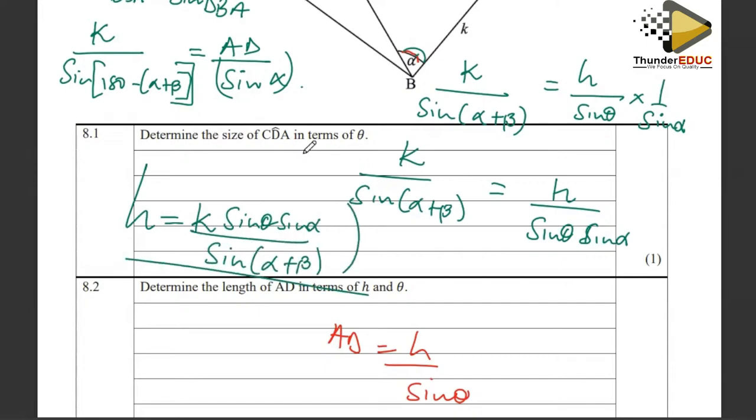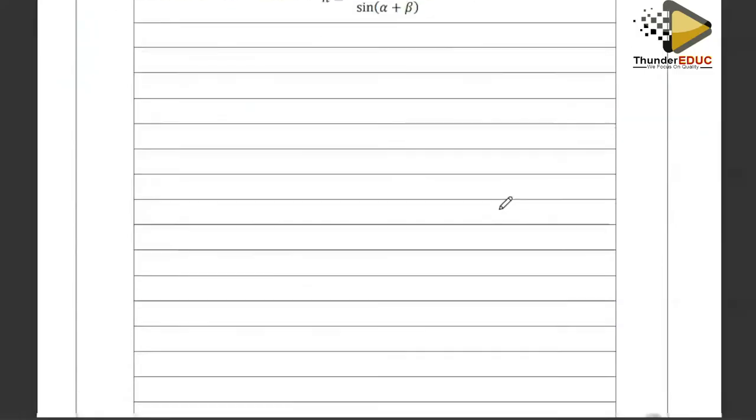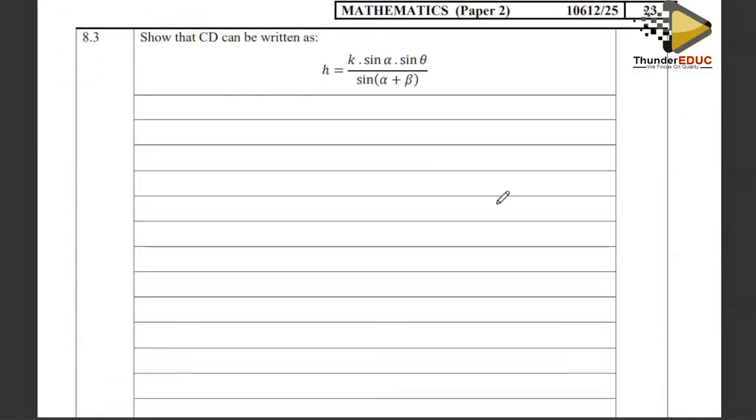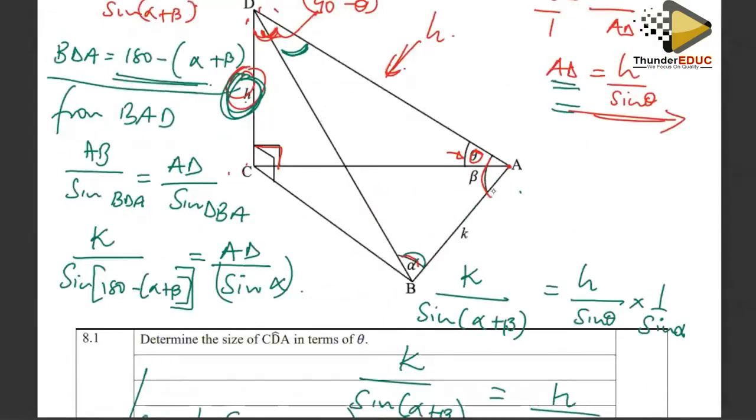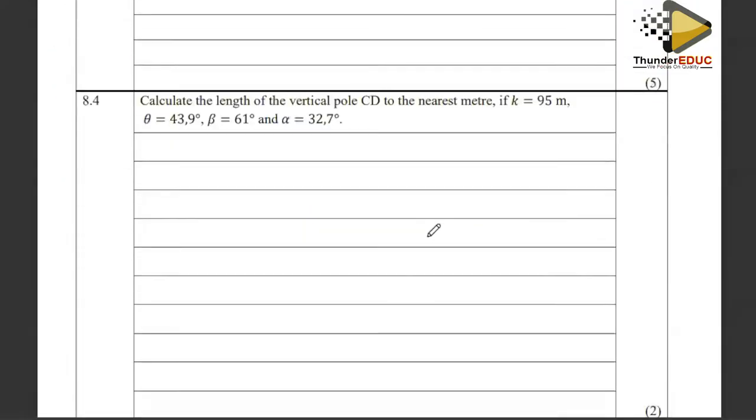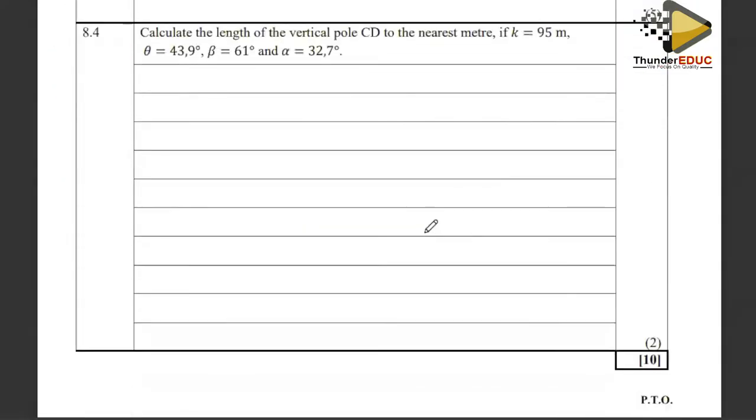Okay, so that is how we would have gone about proving that for the 5 marks. So sine rule, and what is important is for us to get this angle first, and then apply what is next. All right, then 8.4, calculate the length of CD.